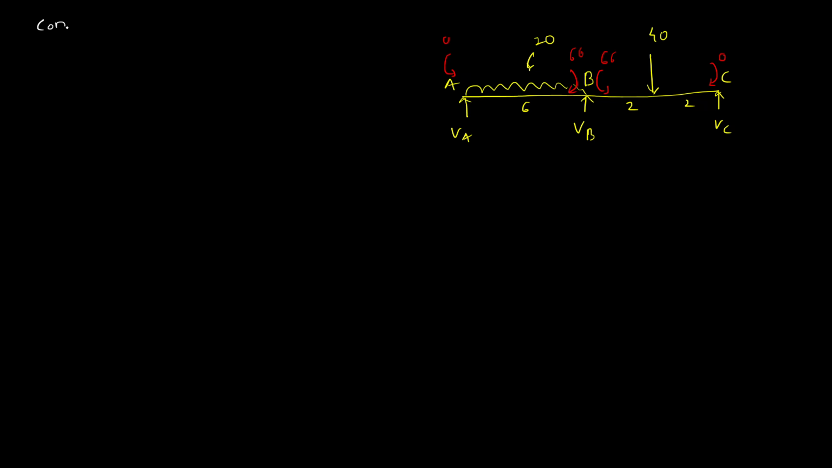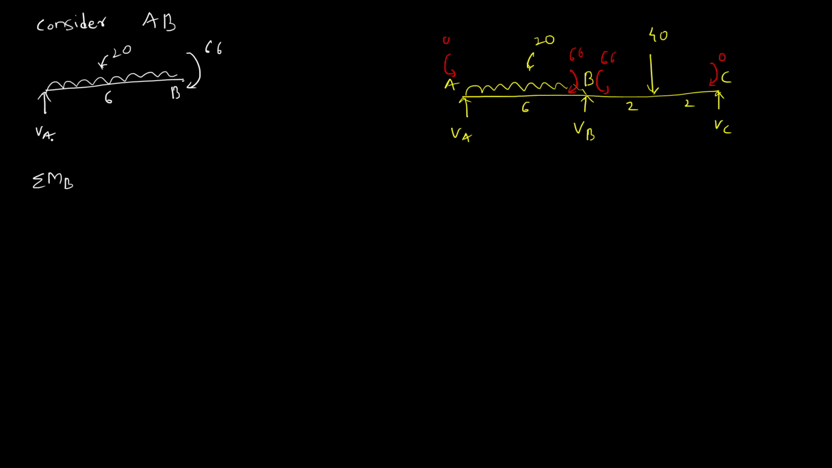So we'll consider AB first. So consider AB. This is VA, 26, and there is a moment here at B, that is 66. Now what you have to do is apply the condition of equilibrium here. And what is the condition of equilibrium? We have to apply only sigma MB is equal to 0.